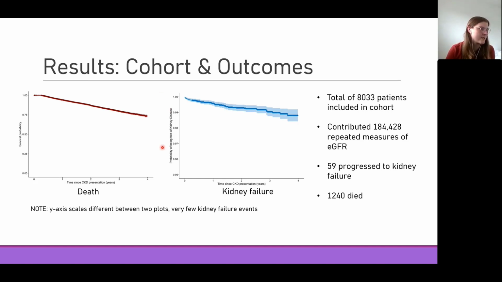So just a note, I have actually edited the y-axis on the kidney failure plot because there were so few events. It was just a straight line if you kept it on the 0 to 1 scale. So I restricted that so we can actually see what's going on a bit better.